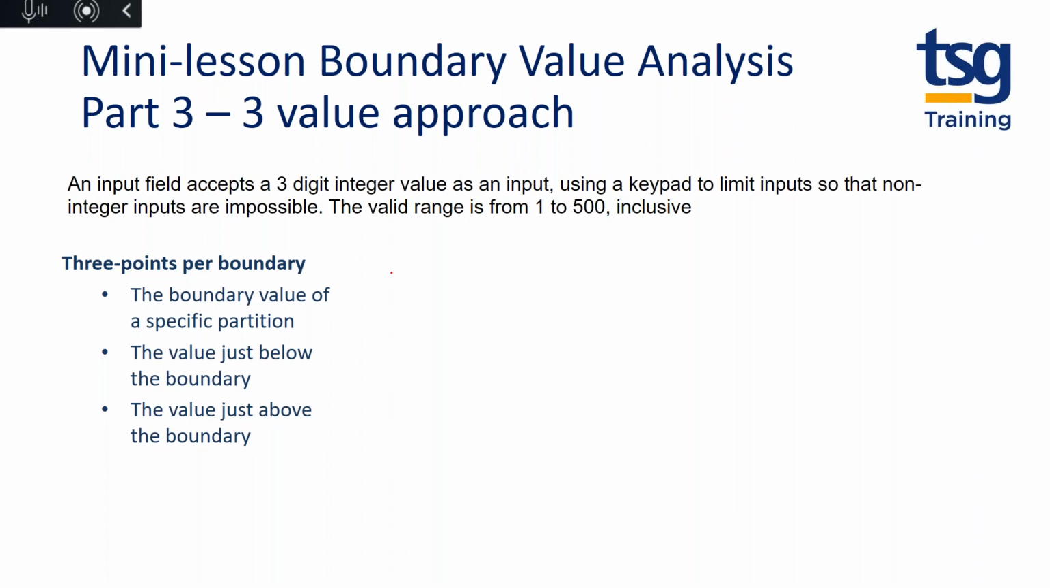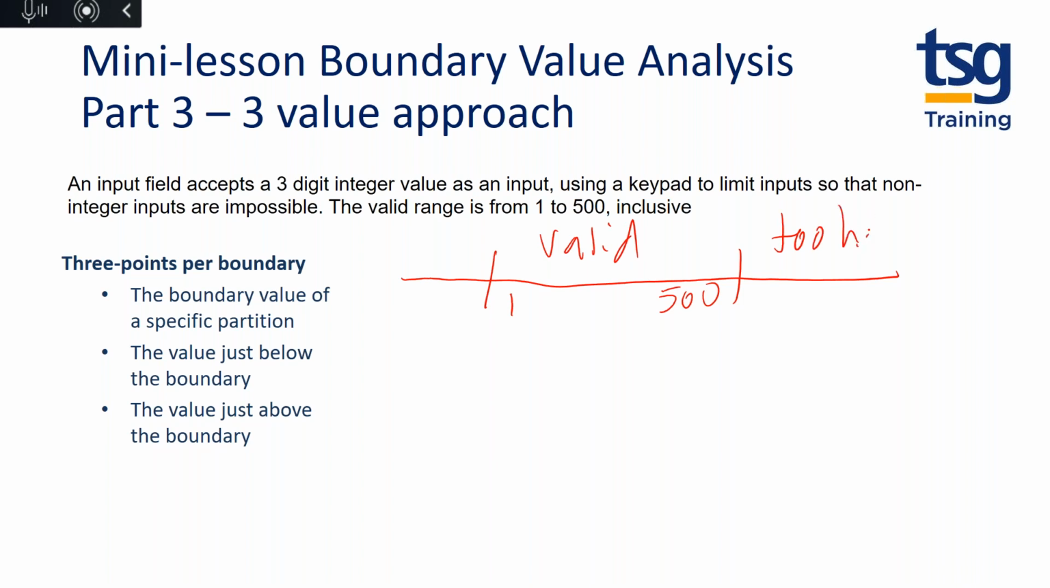In this approach, it's the same requirement: an input field, a 3-digit integer value as an input using a keypad, so we can't use non-integers, and the value range is 1 to 500 inclusive. That's exactly the same as we saw before. A valid partition between 1 and 500, too high 501 to 999, and too low 0.